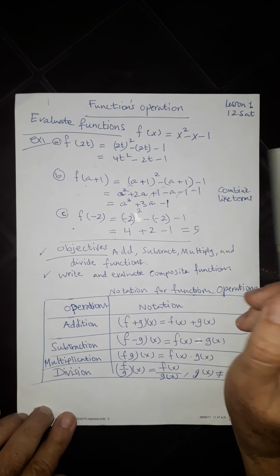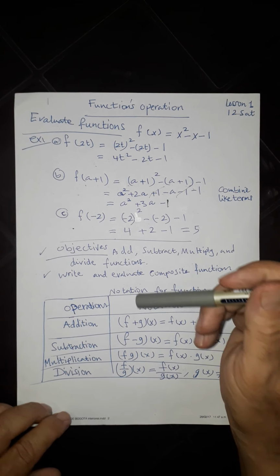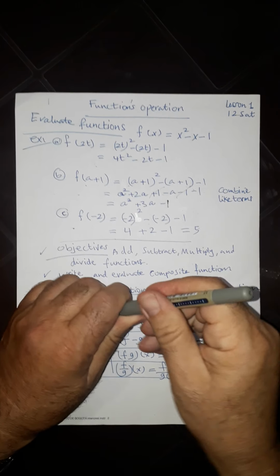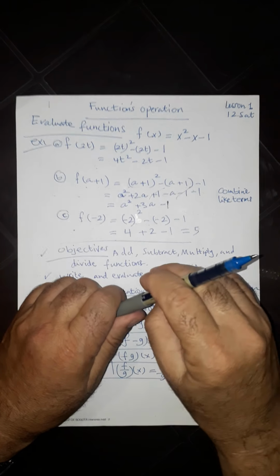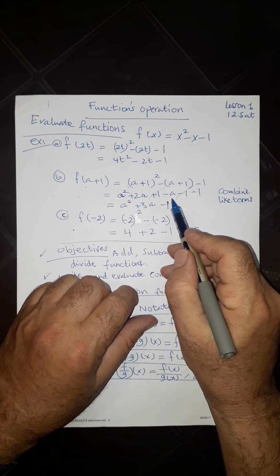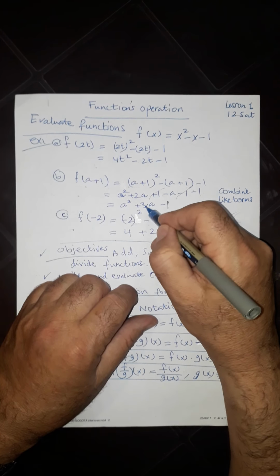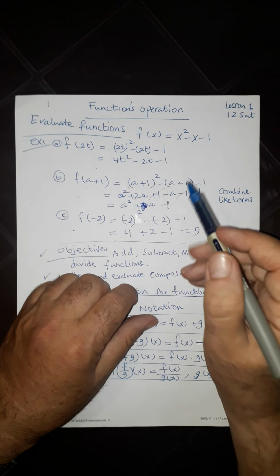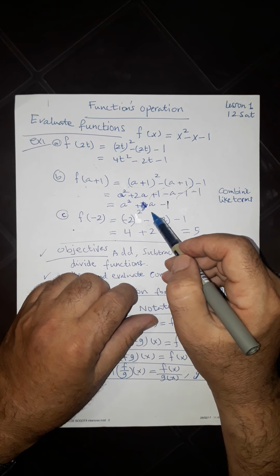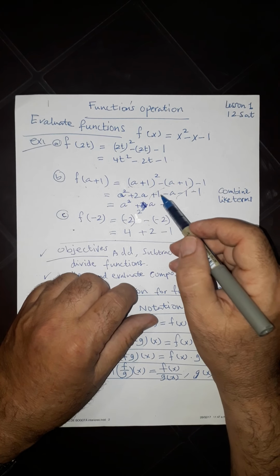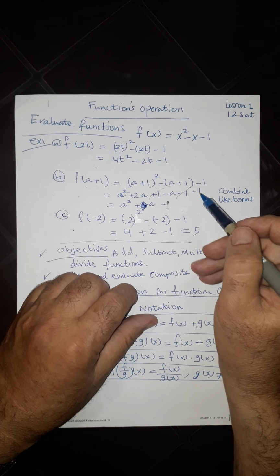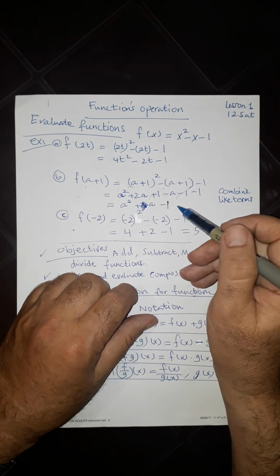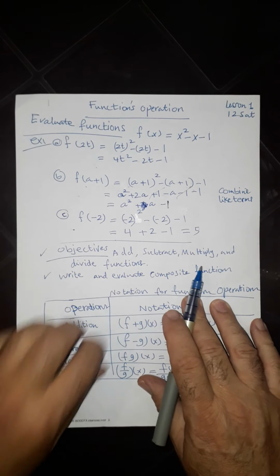minus a, I think I have to correct this one. As 2a minus a is just like 1a. 2a minus a is 1a, and 1 minus 1 is 0, minus 1, so the final answer is a squared plus a minus 1.